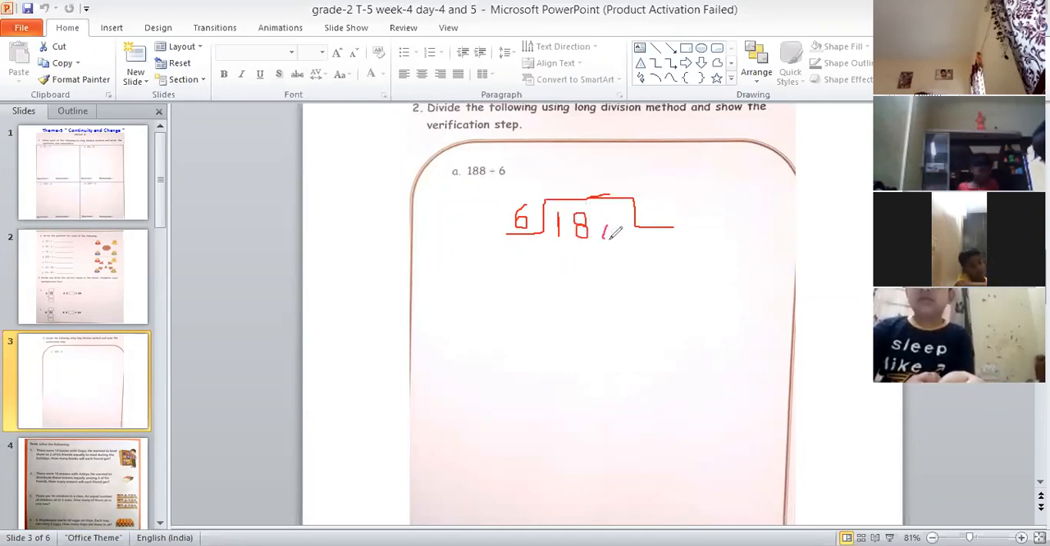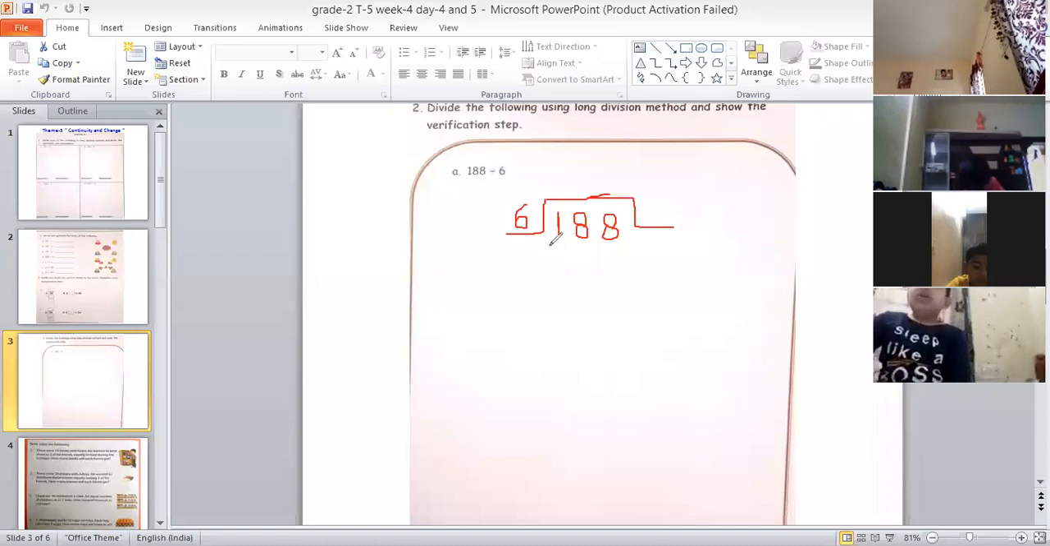Those who have not understood, you can see this question. This is similar to what we have done earlier. Now this is 188 divided by 6, right? The number outside is 6. That means we have to recall the 6 table, right? Now the thing is, first we have to decide whether we will take 1 and 8 together, that is 18, or we will take only 1.